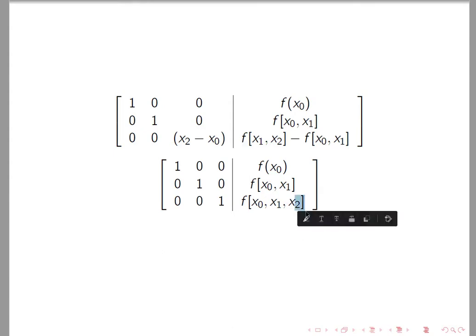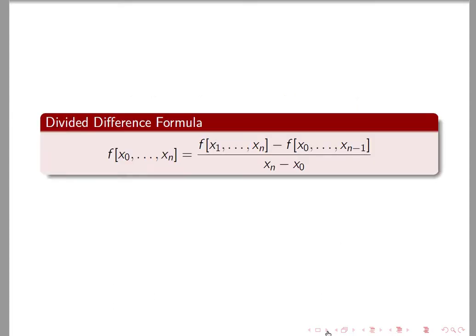This guy is equal to this guy divided by this. So again, you get it, divided differences. This is a difference of things that come above it, divided by something. The language makes sense. Well chosen notation. And so this brings us to the divided difference formula.